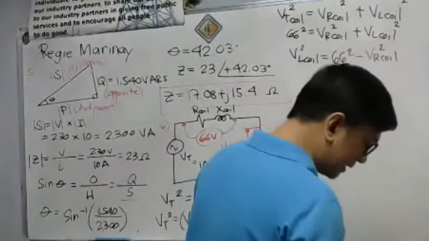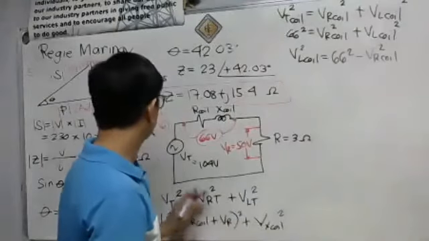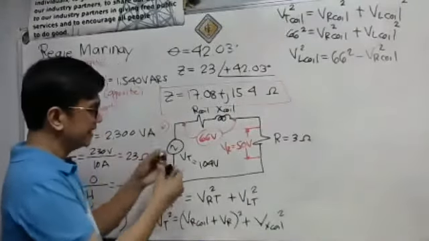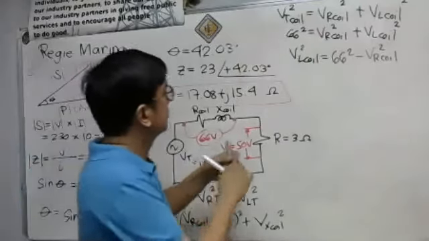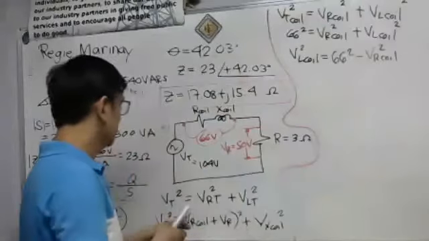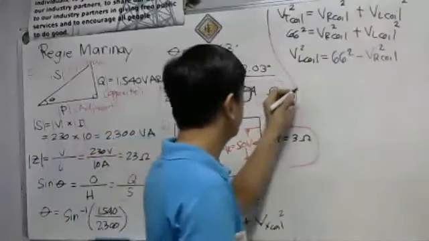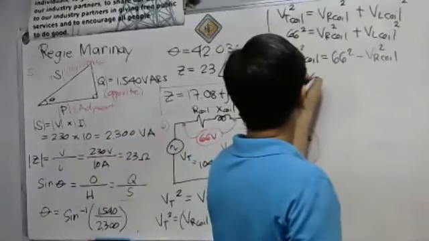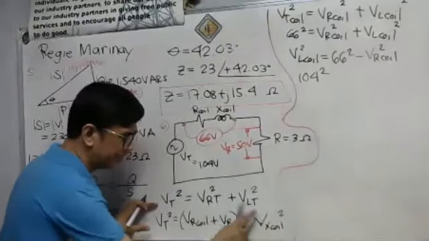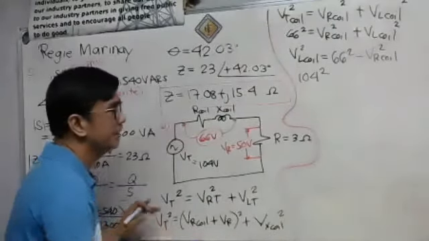So it is 104 volts. 104 volts, the V total. So let us substitute now. We have here our V total, 104 squared. We will make use of our working formula here. Okay? Kunin natin to. Ito yung working formula natin.